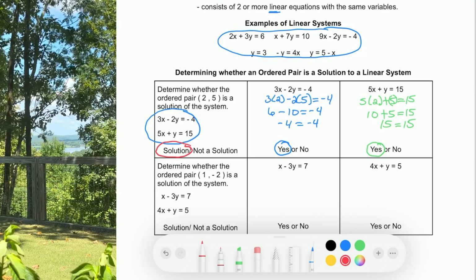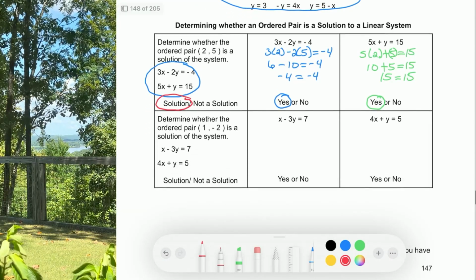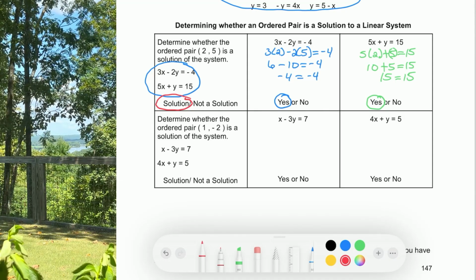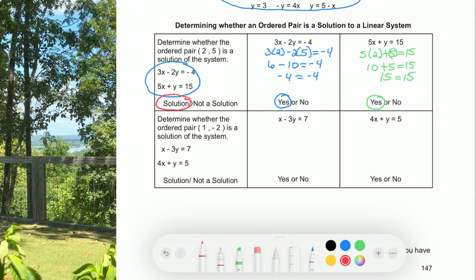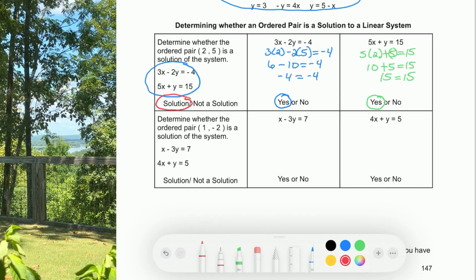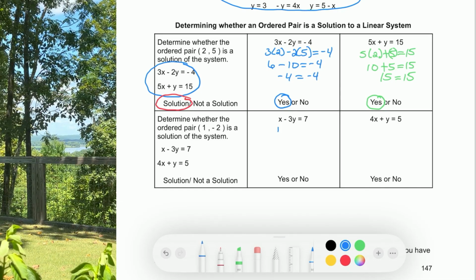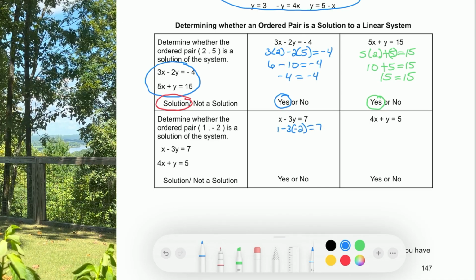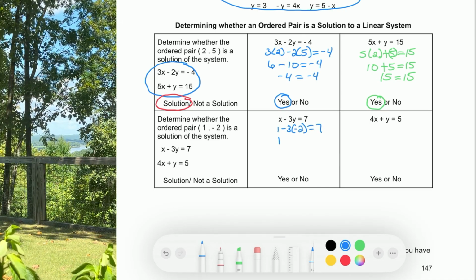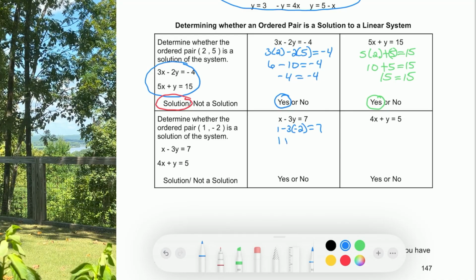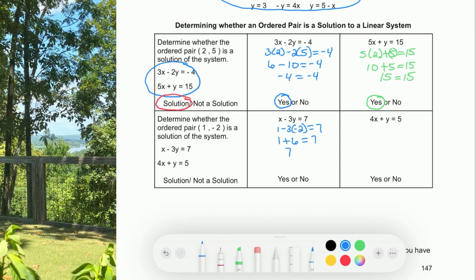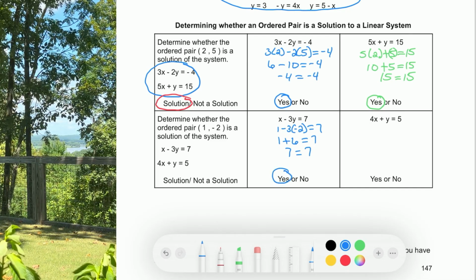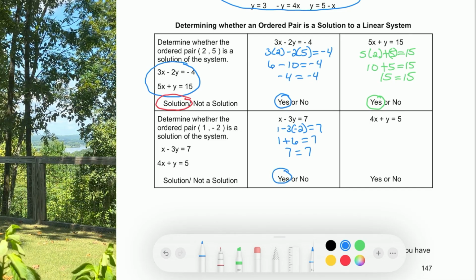Let's look at the next one. Determine whether the ordered pair (1, -2) is a solution of the system. Again, we're going to work each equation with this ordered pair and see if it works. So I'm going to plug in 1 minus 3 times the -2, and that equals 7. I get 1, -3 times -2 is plus 6. 7 equals 7. It looks like so far this is going to be a solution to the system, but we still need to check the second one to make sure.